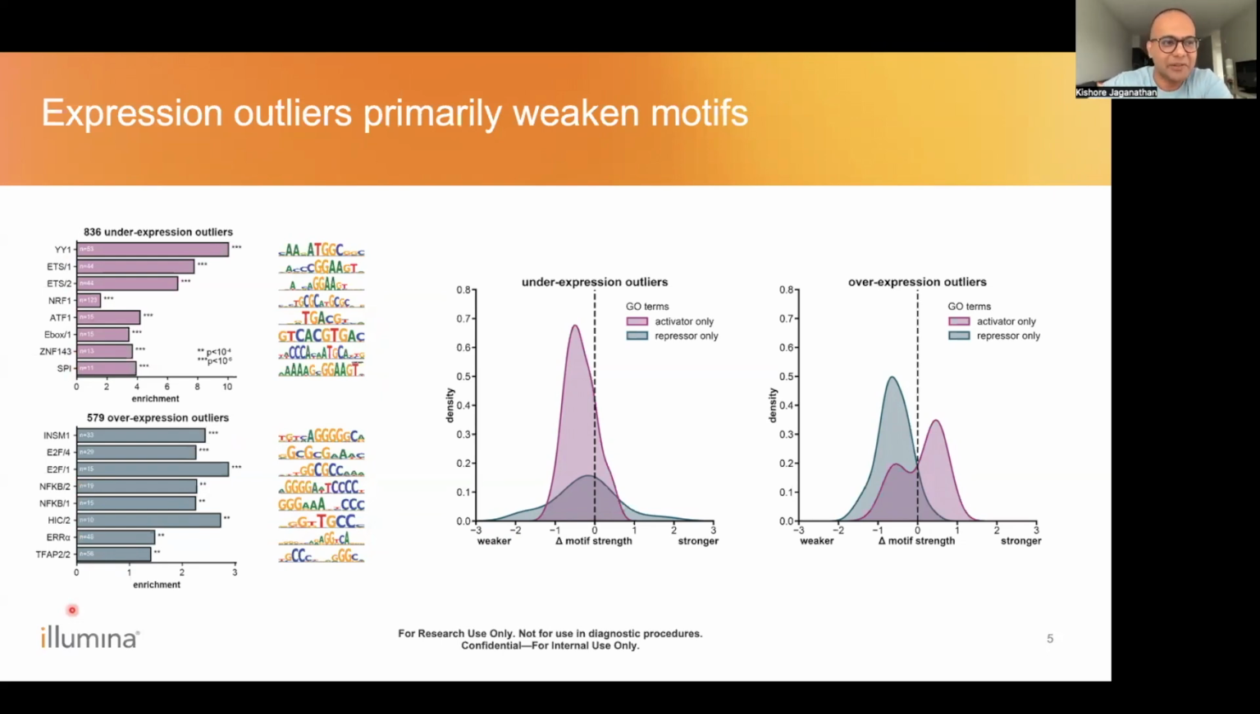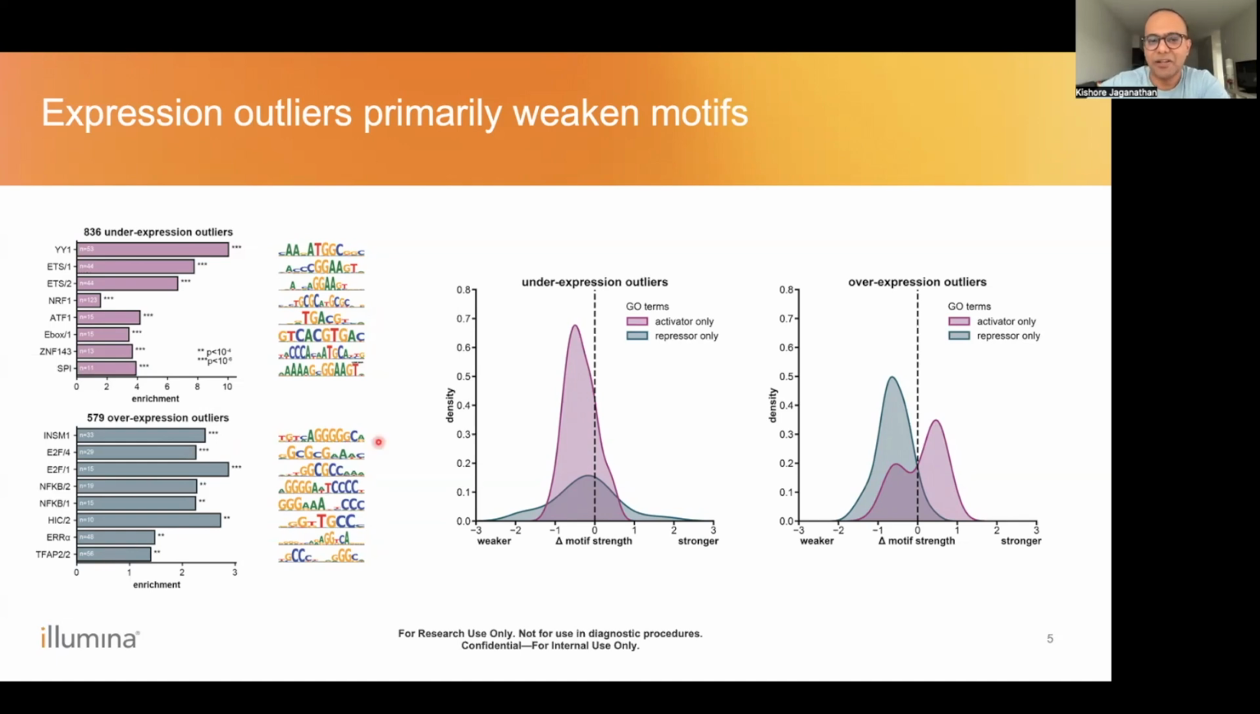And one thing that we noticed was that all of the ones that were popping up in the underexpression outliers often had an activating effect annotated, and all of the ones that popped up in overexpression tend to have a repressive effect. So a variant can increase expression by either strengthening an activating motif or weakening a repressive motif. So we wanted to see if there's a preference for one or not.